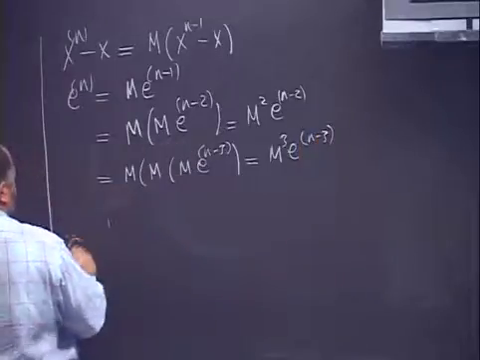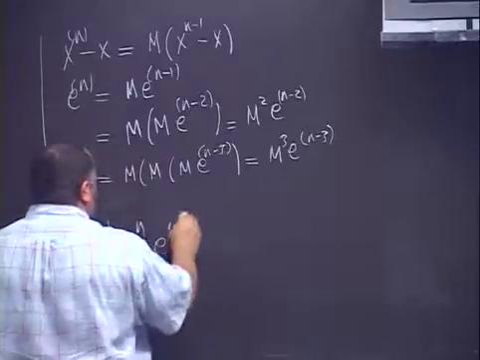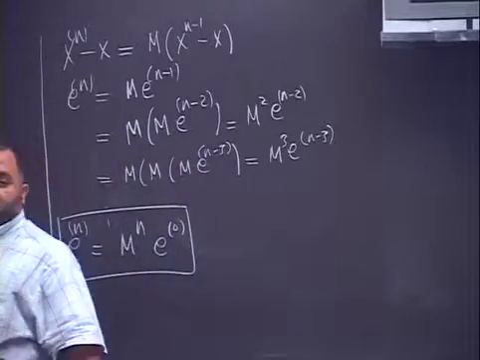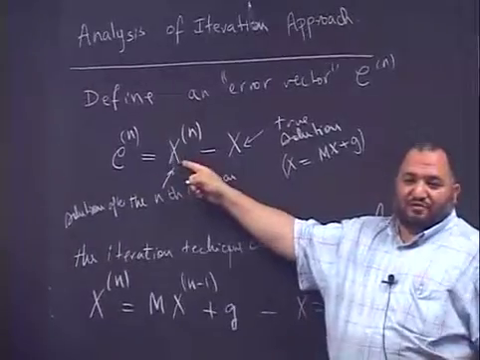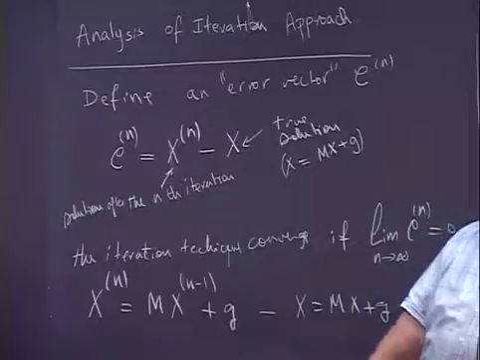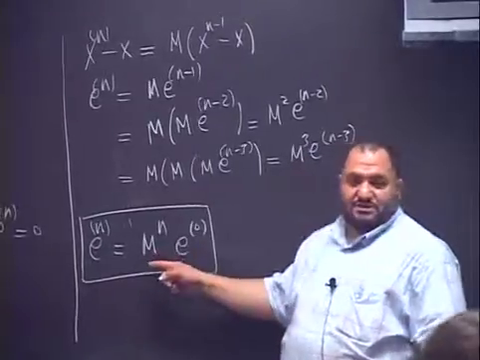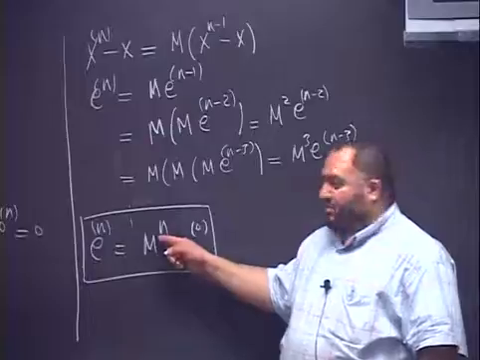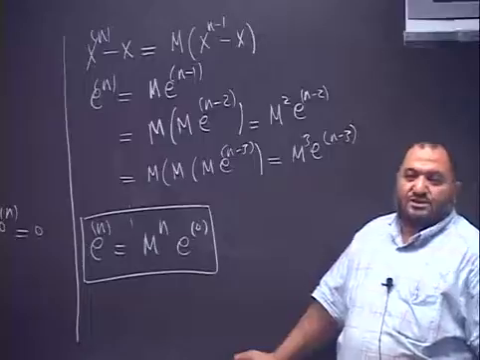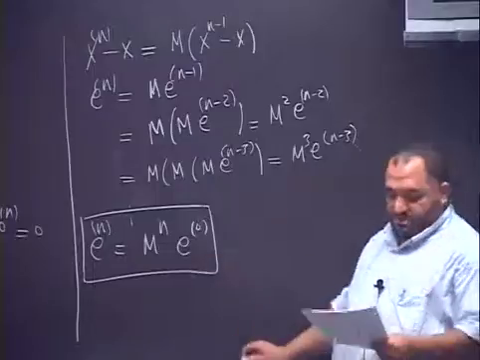I will go on until this will give me M to the power of n e0. So now, instead of just defining the error to be the difference between the calculated value for the vector x minus the original value for the vector x, the true solution, I can define the error after the nth iteration to be just the matrix M raised to the power of n multiplied by the initial error. So this is better. Yes? I do not need to know now the original solution to define the error. So this is the error here.